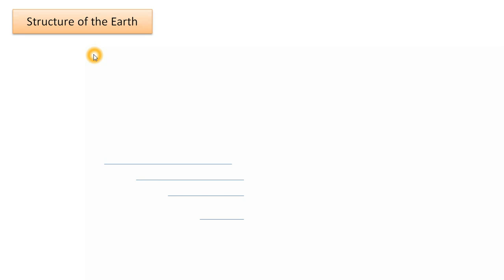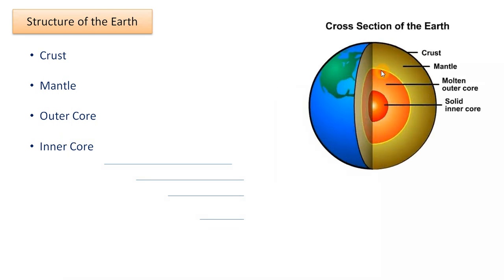So, if you want to know the real cause of earthquake, for that, you will actually need to understand the structure of Earth. So, let's see what are the various layers which are present inside the Earth. Now, based on the chemical composition, the structure of Earth is divided into four major layers, that is, crust, mantle, outer core, and inner core.